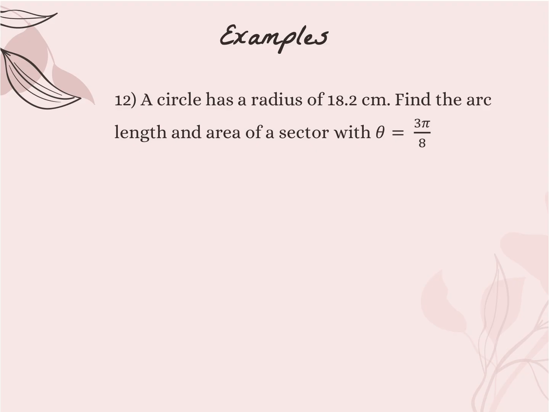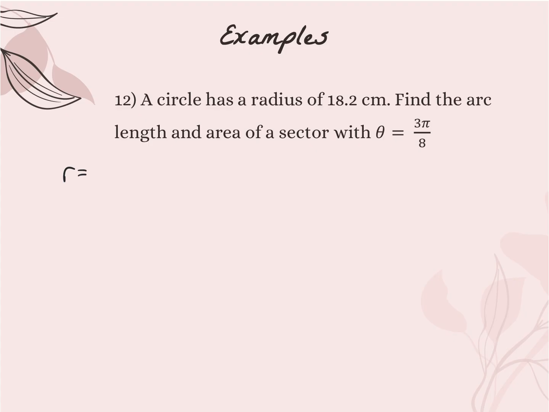All right. So we're given a circle with a radius of 18.2 centimeters, and I want to find the arc length and the area of the sector where theta is 3 pi over 8. Now 3 pi over 8 is already in radians. It looks kind of like what we've been doing with our pi measurements. But you also don't see a degree symbol. That's the biggest thing that's going to give it away. You don't see a degree symbol, so you know for sure that it is in radians.